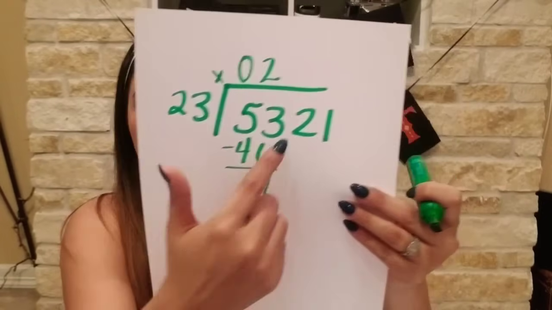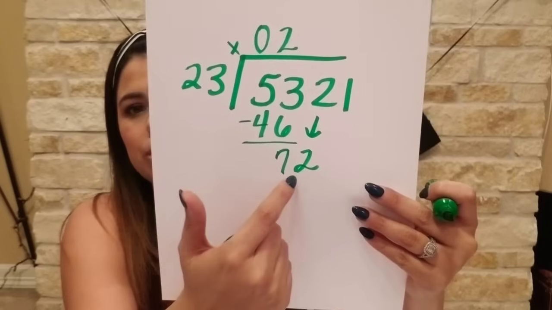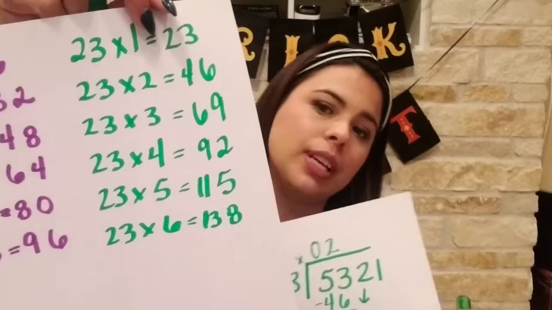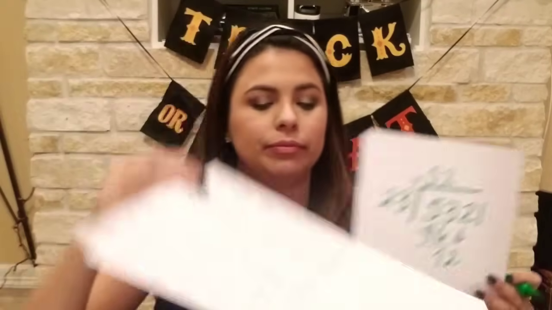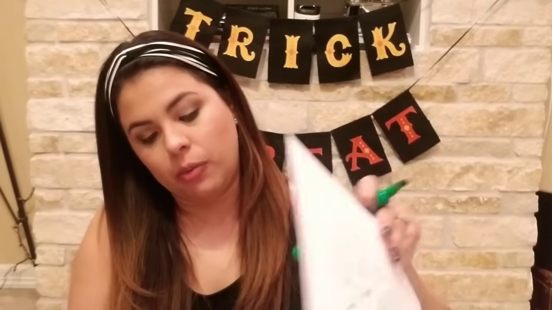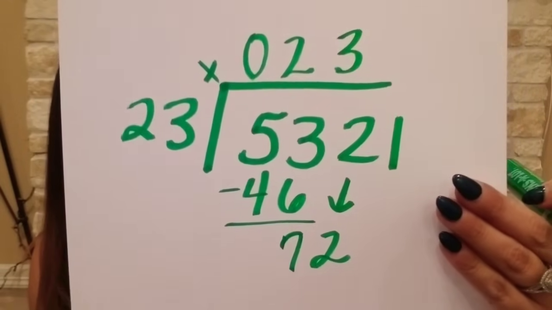So my next step, I want to bring down that 2. Okay. And I need to think to myself, how many times is 23 going to fit into 72? So if I look at my multiplications, I think the closest we're going to get is 23 times 3, which is 69. Okay. So, again, that was a 3. And since I brought down that 2, I want to make sure I put my 3 on top of that 2. So 23 times 3 was 69.